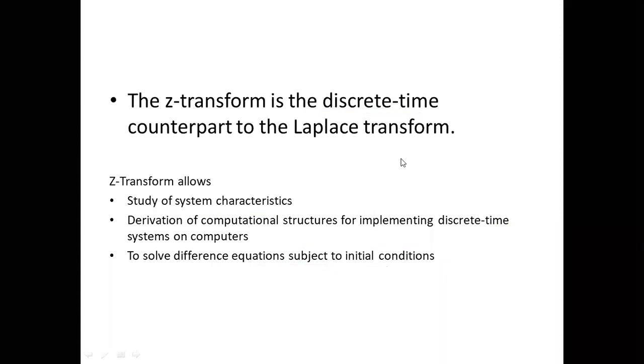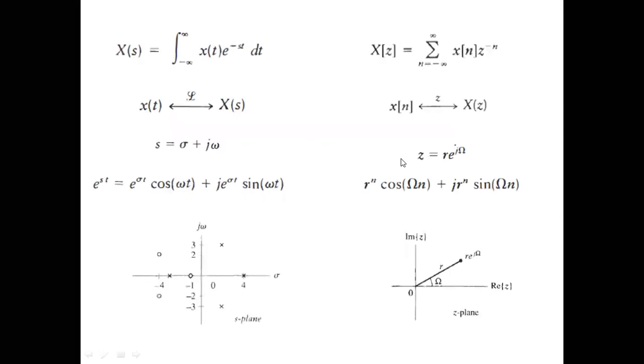Then let us compare the formulas. In Laplace, you had this formula, so this is what your Laplace is. What do you do here? x of t, e to the power minus st, and an integration. Integration because Laplace was continuous, existing for x of t, the continuous signal.